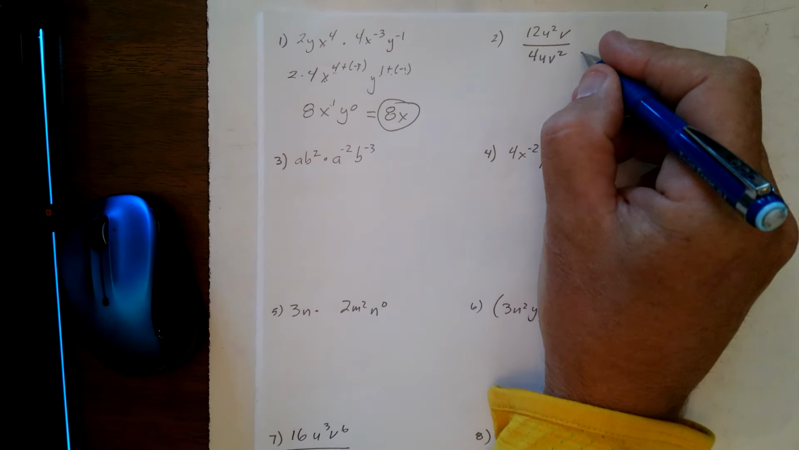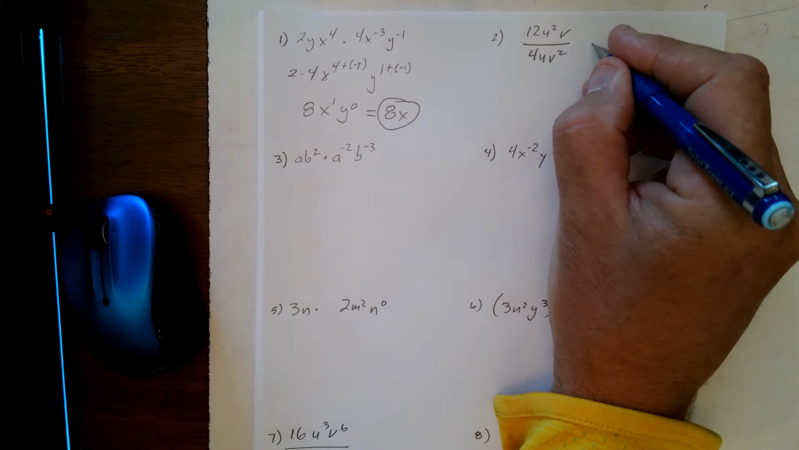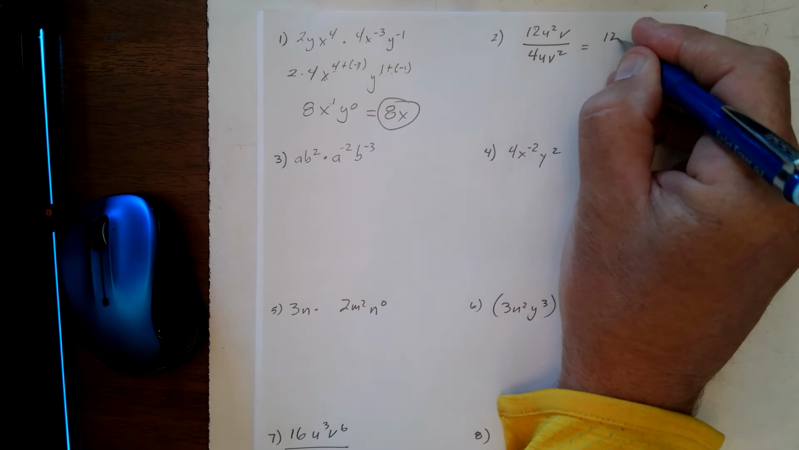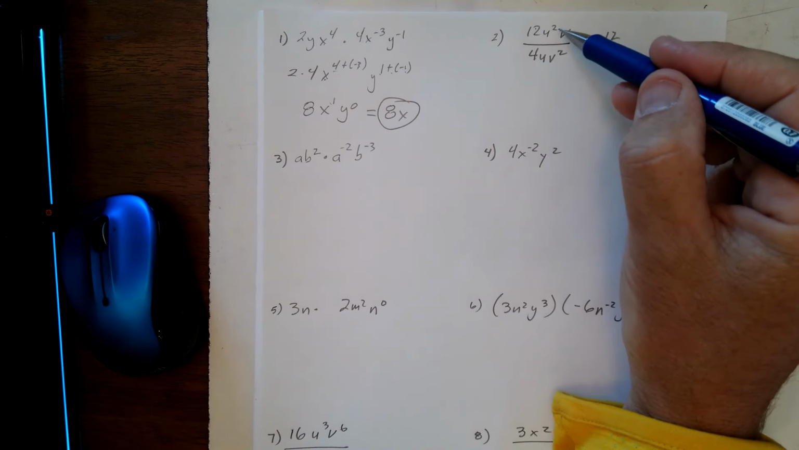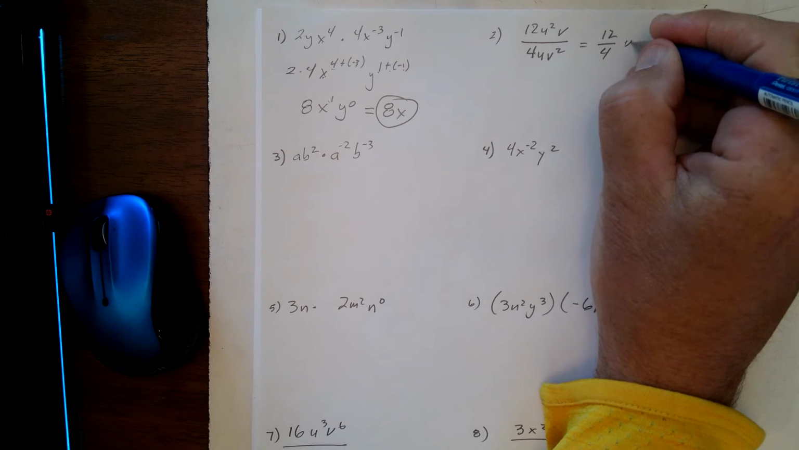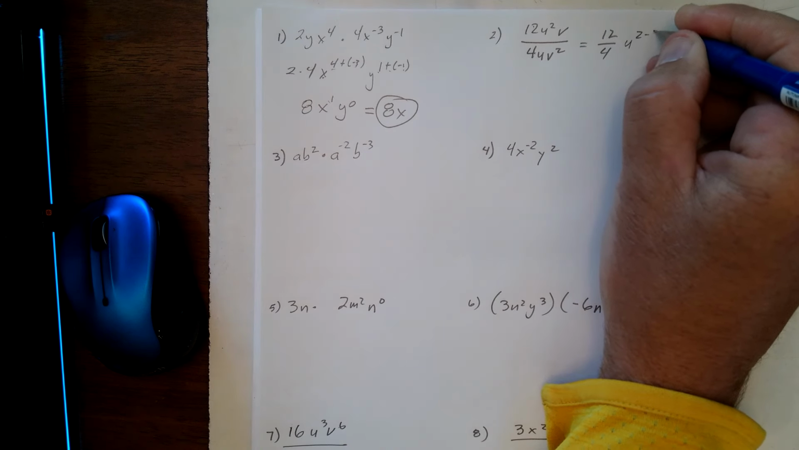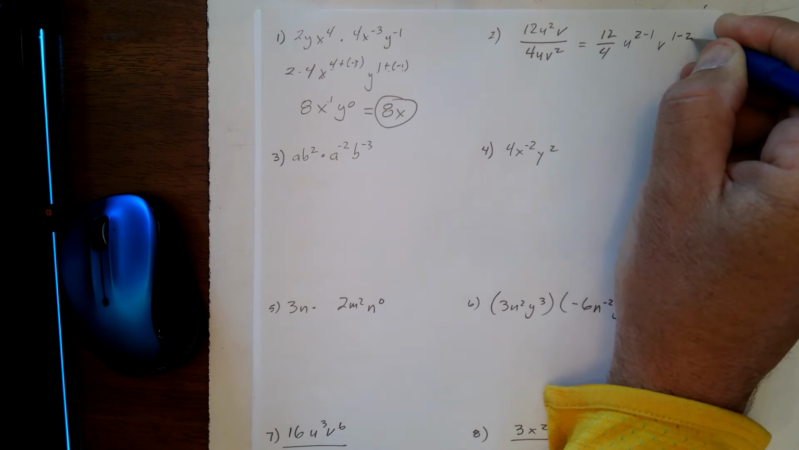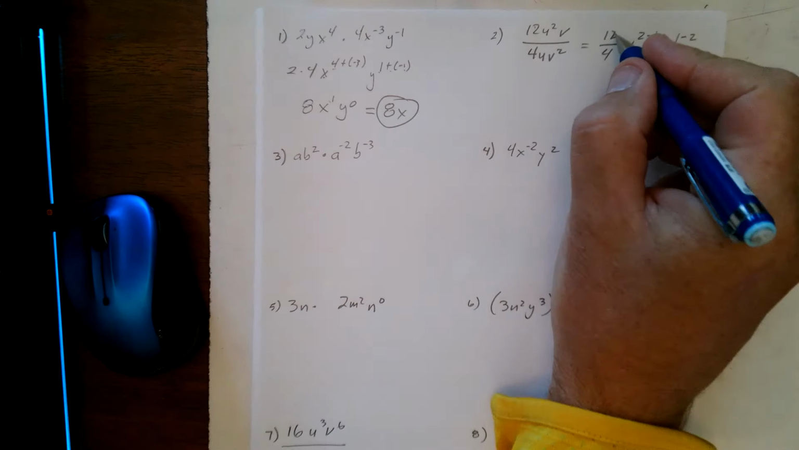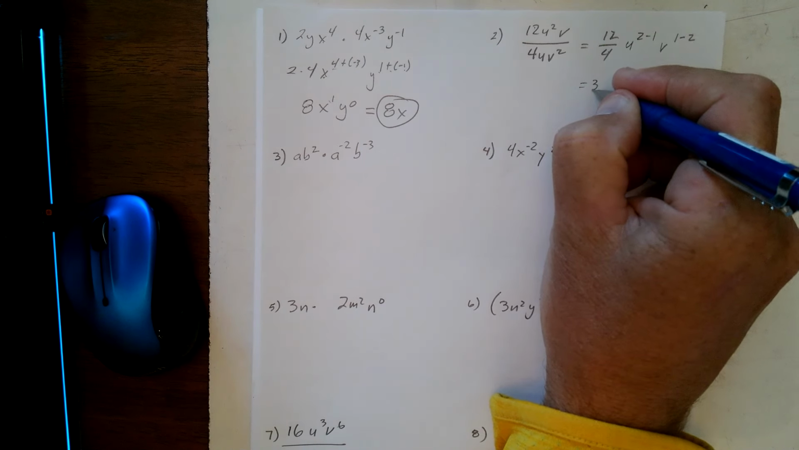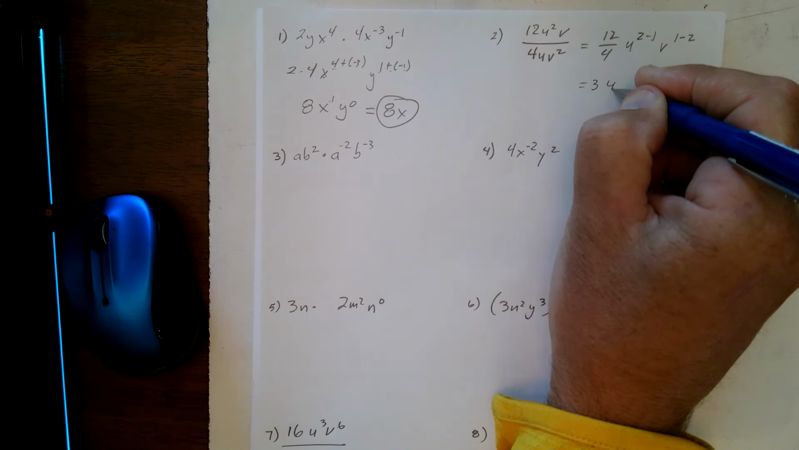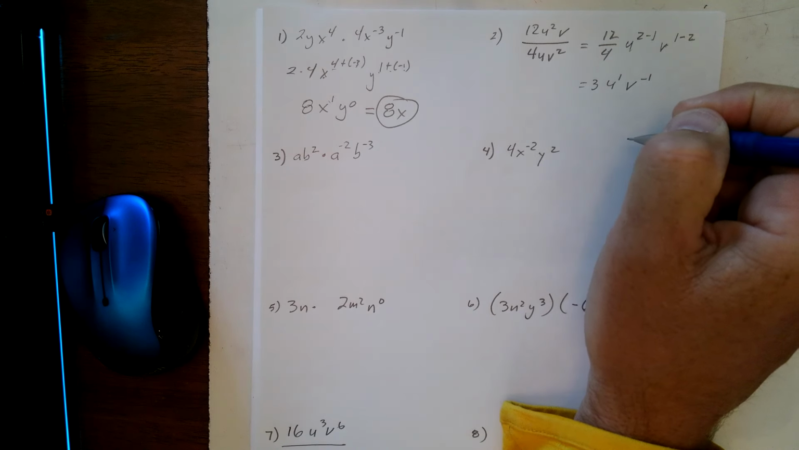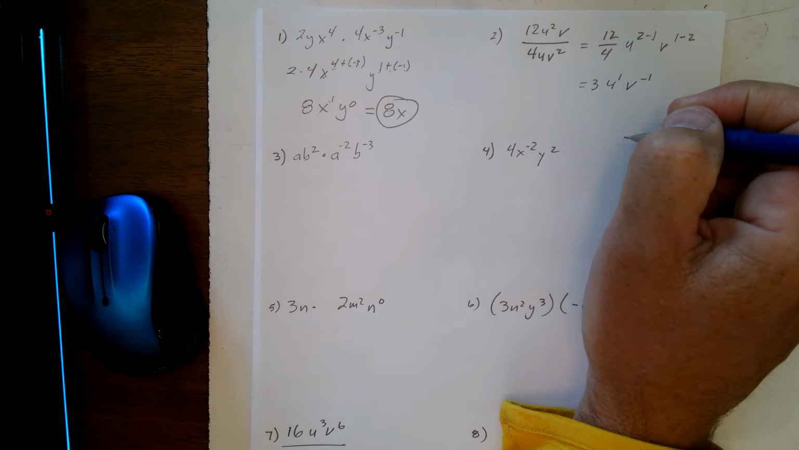Okay, so let's go to number 2. Now we're dividing. 12 divided by 4, I'm not going to do that yet, we all know the answer to that. I'm going to subtract the exponents: u to the 2 minus 1, and v to the 1 minus 2. That's 3, u to the 1, v to the negative 1.